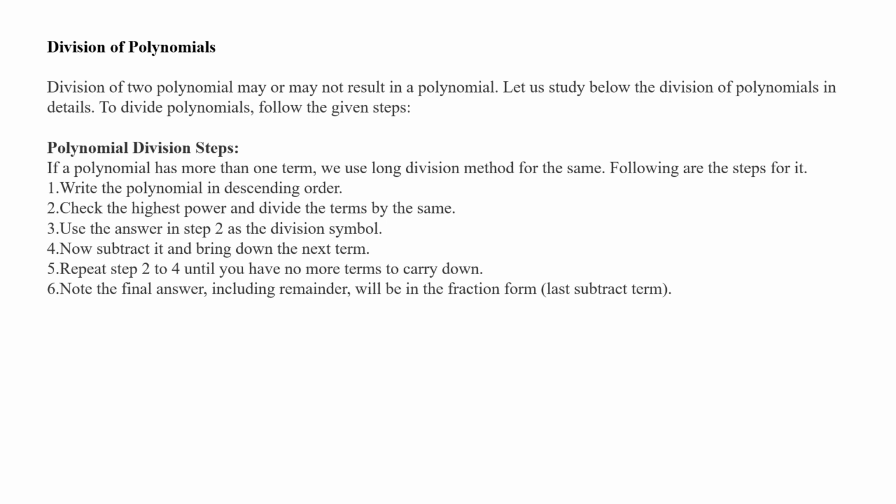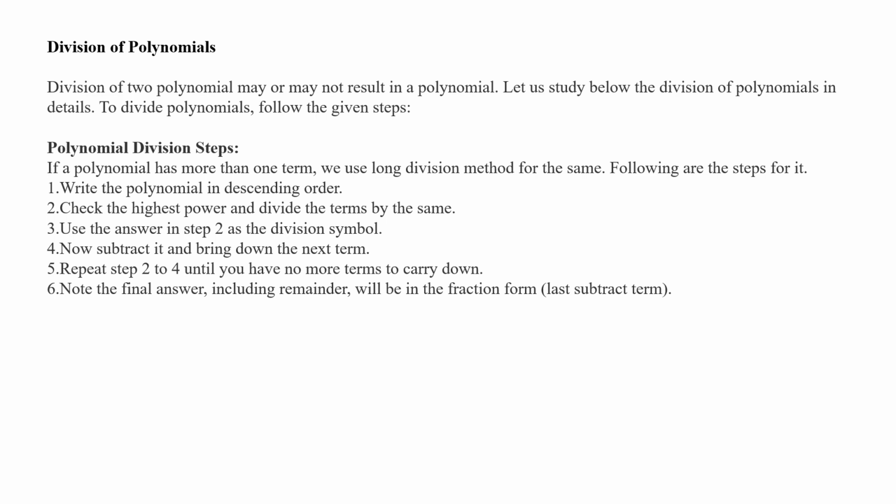Repeat steps 2 and 4 until you have no more terms to carry down. I already told you that until you achieve the target, like zero remainder, you will not achieve the answer. For the answer you have to define the power, order, and expression: what type of expression you have and what the divisibility factor is. Note the final answer including the remainder. You will achieve the remainder in fraction form.